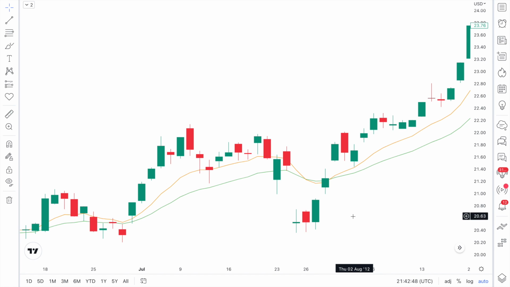Let me show you one more here on the upside. So here we see consolidation. The stock kind of goes down lower, pulls up. There's a crossover right here of the 10 crossing above the 21.